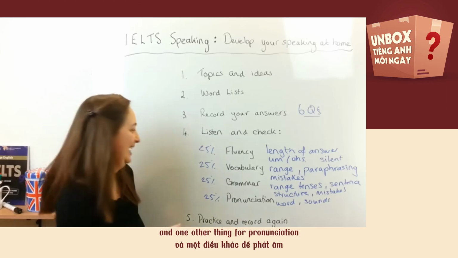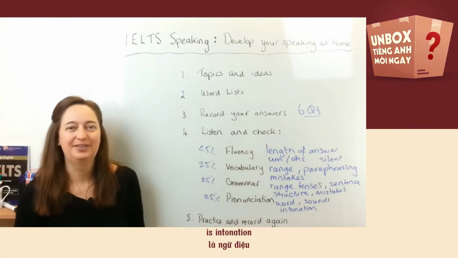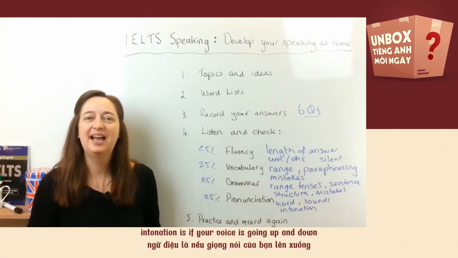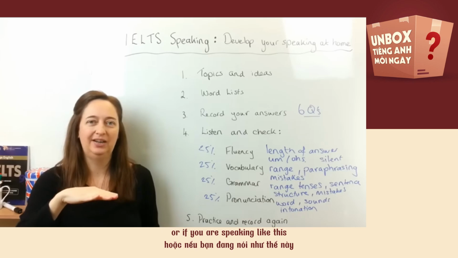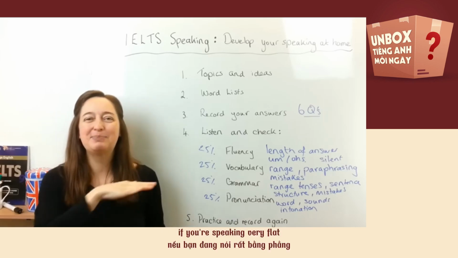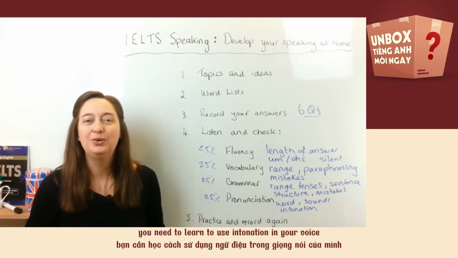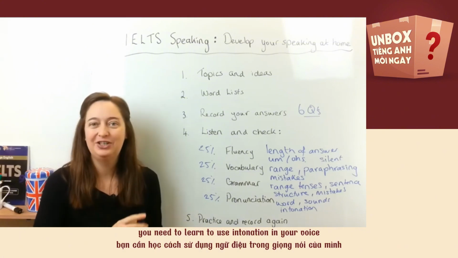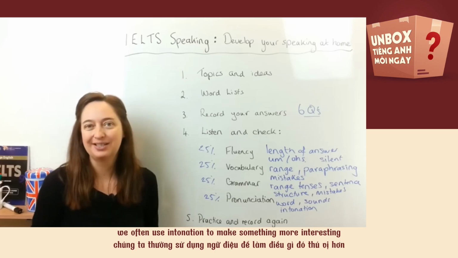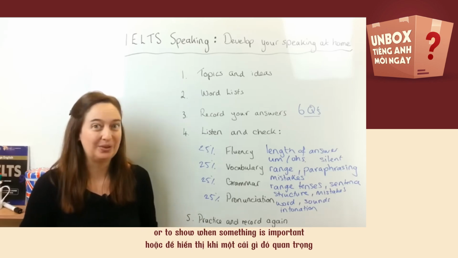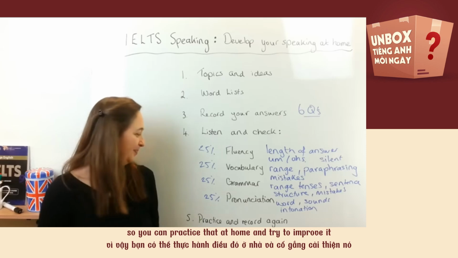And one other thing for pronunciation is intonation. Intonation is if your voice is going up and down, or if you are speaking like this. If you're speaking very flat, this is not good for your band score. You need to learn to use intonation in your voice. We often use intonation to make something more interesting or to show when something is important. So you can practice that at home and try to improve it.